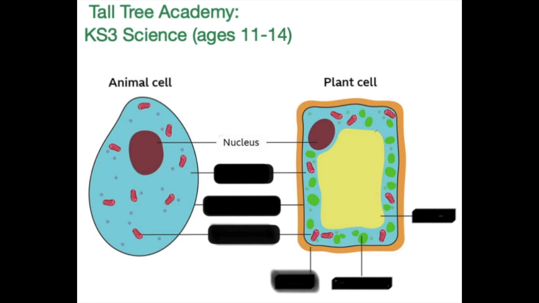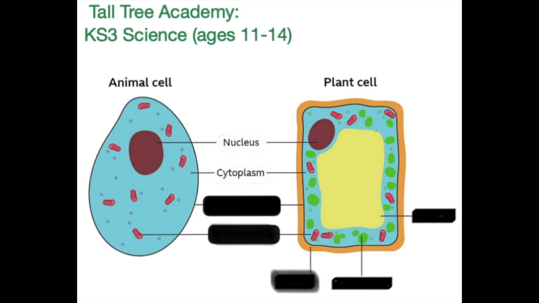The next part that we'll be looking at is the cytoplasm. The cytoplasm is the jelly-like substance in which most of the chemical reactions of the cell happen. So as you can see from where we're pointing in the cells, it's just the blue bit in both animal and plant cells. It's just all around this jelly-like substance that chemical reactions are happening in.